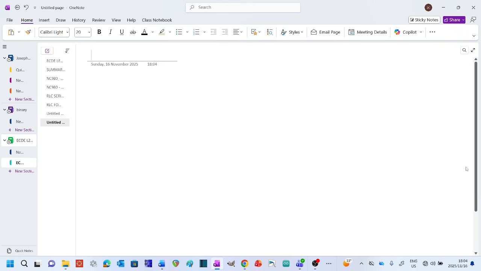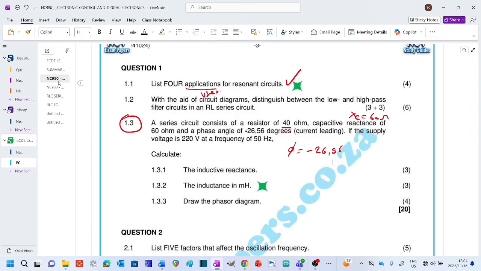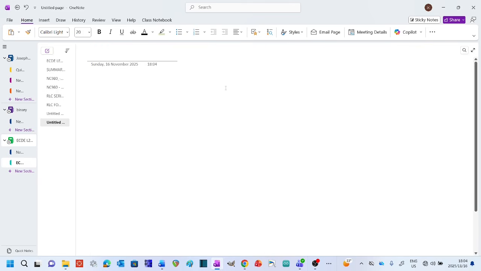So what are the givens? We are dealing with a series RLC circuit. We know it's a series RLC because question 1 says the inductive reactance, so we understand that there is an inductor involved also here. It's a series circuit, so automatically you know what you're dealing with.